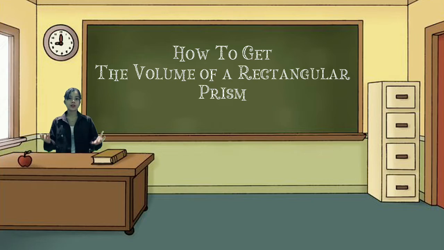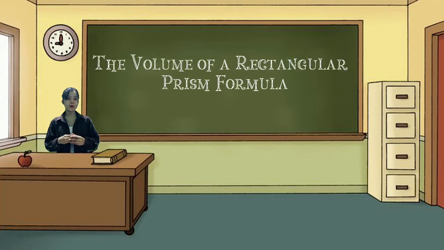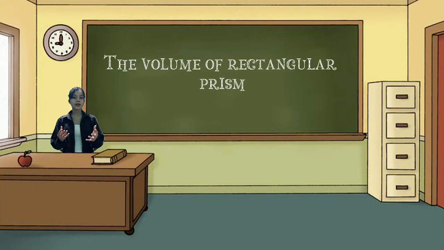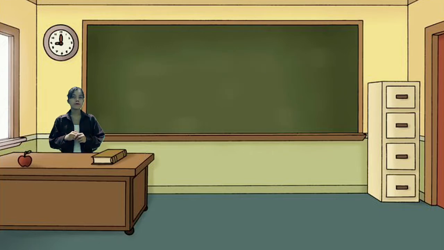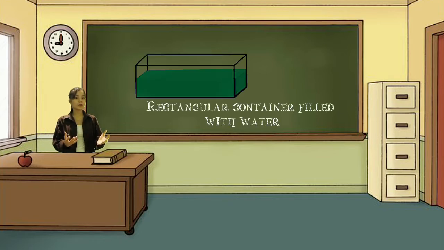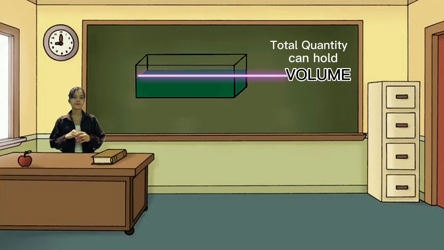So in this discussion, we will learn how to find a rectangular prism volume by using the volume of a rectangular prism formula. The volume of a rectangular prism is the measurement of the total space inside it. For example, let's imagine a rectangular container filled with water. In this case, the total quantity of water that the container can hold is its volume.